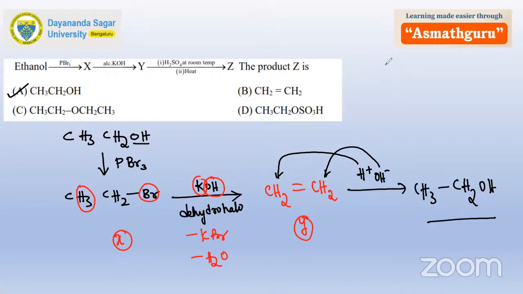Sir, I didn't understand how you took H plus and OH minus, because water would not come in. Here he says sulfuric acid at room temperature. That is nothing but dilute sulfuric acid. When he says sulfuric acid, he has not mentioned concentrated, so that's dilute sulfuric acid. Dilute sulfuric acid is always used for hydration. It is also called acid catalyzed hydration. Got it? Yes.